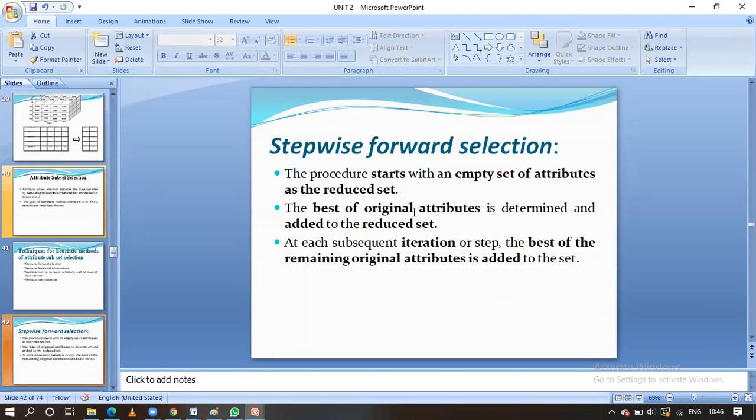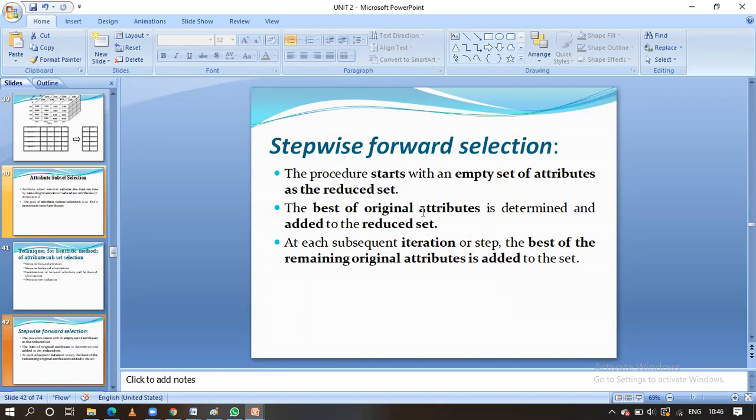First we are going to check the first attribute. We check whether it is the best of the original attributes. If it is fine, we add it to the subset. That is subset selection. If it is not good, we leave that one. Likewise, we are going to proceed, guys. This is an iterative process.